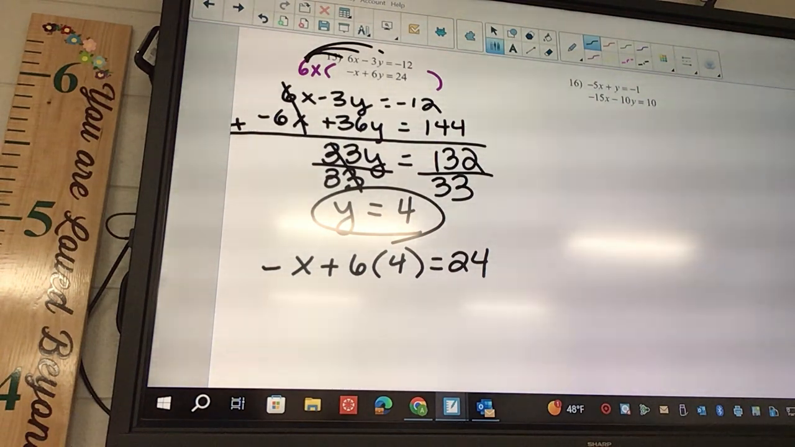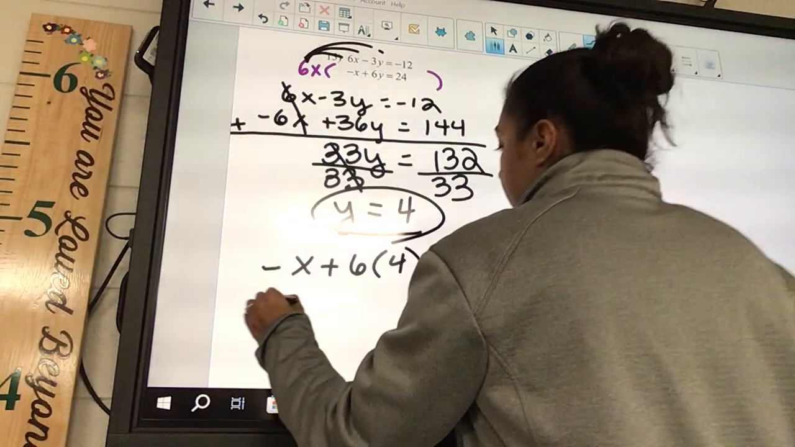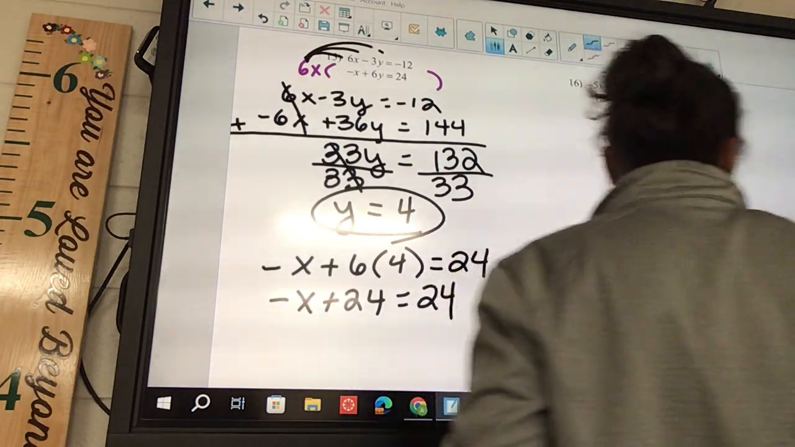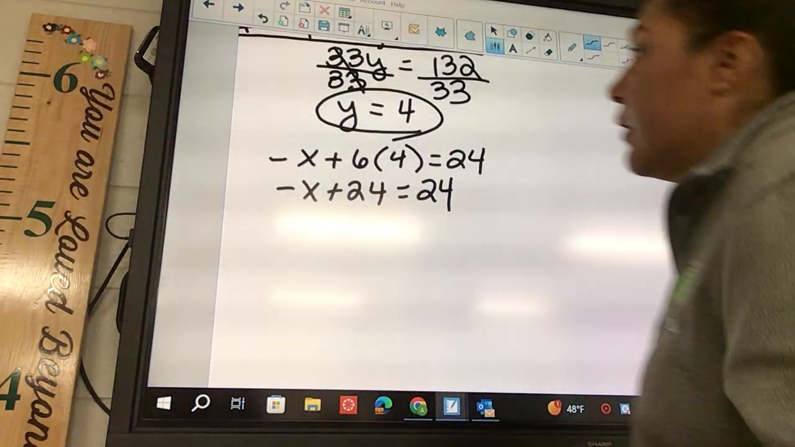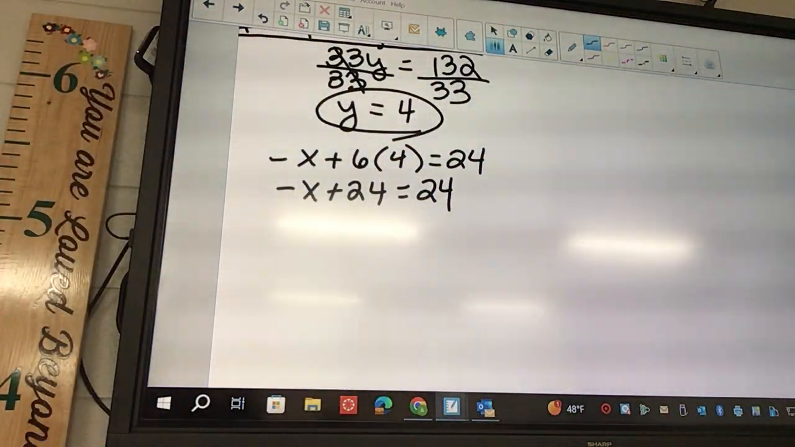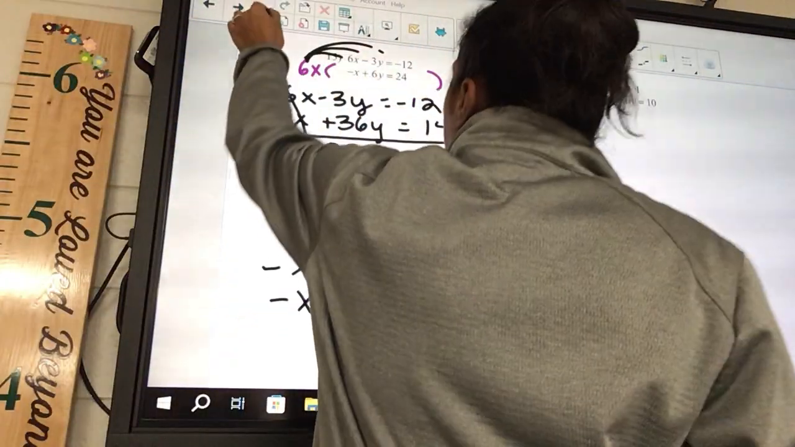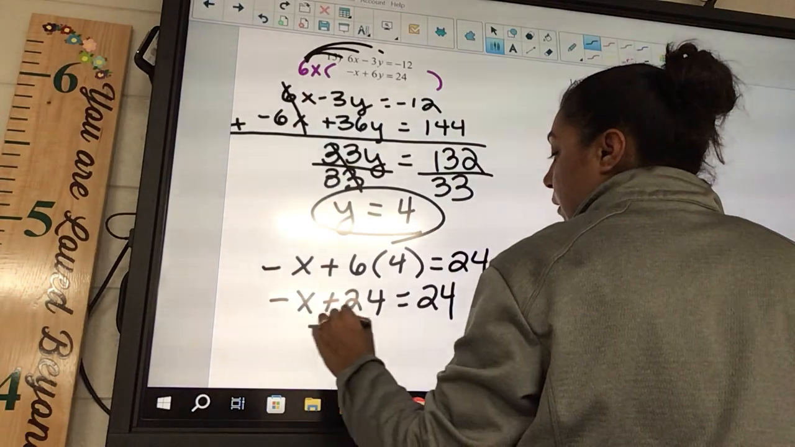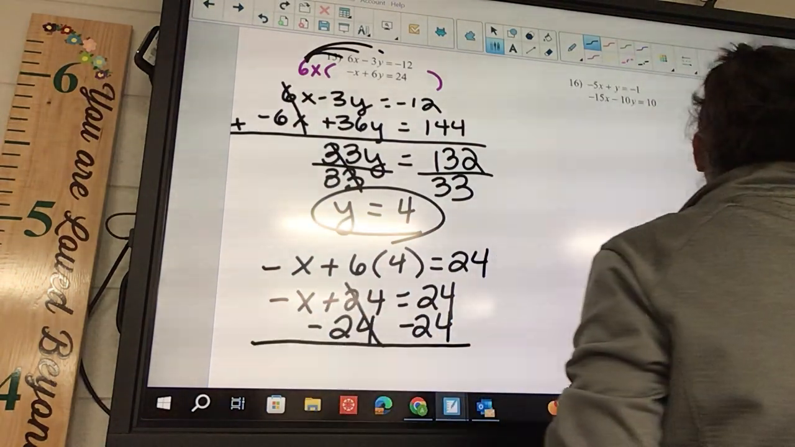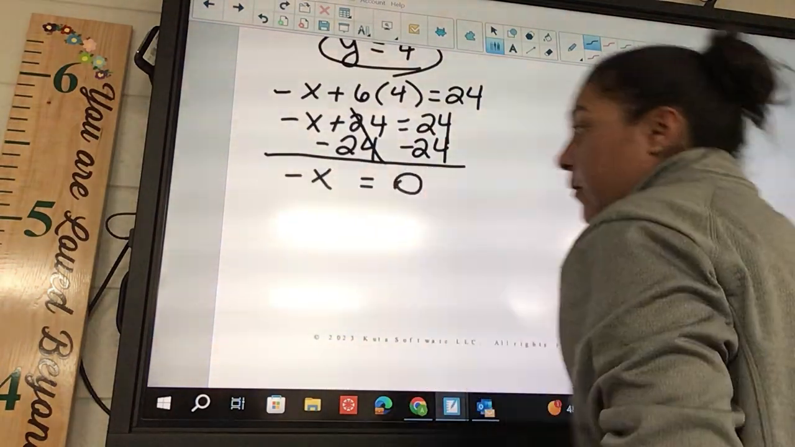Okay, and then I'm at 6 times 4. So I got negative x plus 24 equals 24. Wait, it's going wrong. Okay, and then what needs done? Minus 24 for both sides? Okay, so I'm going to get negative x equals 0.